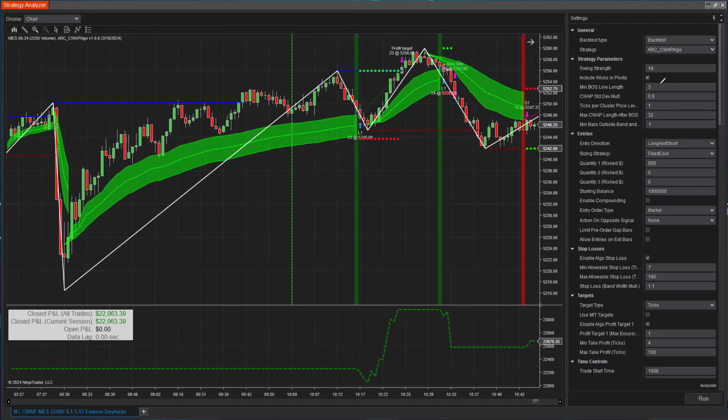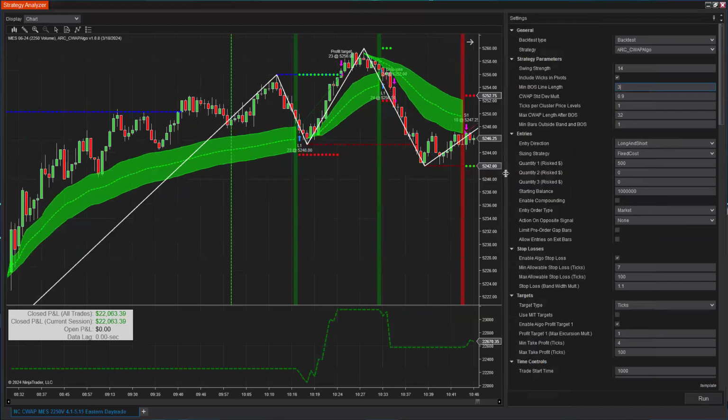However, the swing strength and the boss line length are going to be somewhat in tune with each other. So a number of 3 with a swing strength of 14 is going to have literally no bearing. It's completely irrelevant on this setting because this is saying you have to sweep 14 bars to get a new wave. So this is going to be mostly obsolete in this case. Those are tied in together. A lot of this stuff can impact other settings. Let me expand this out even more so we can see better.